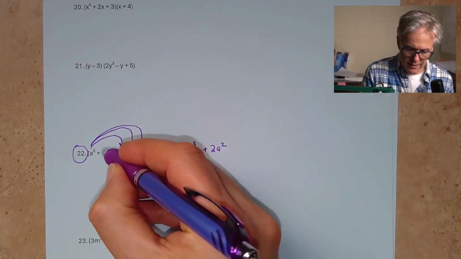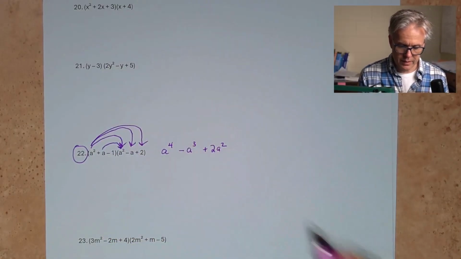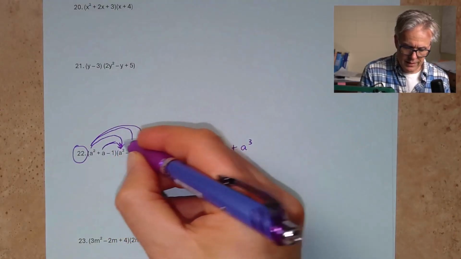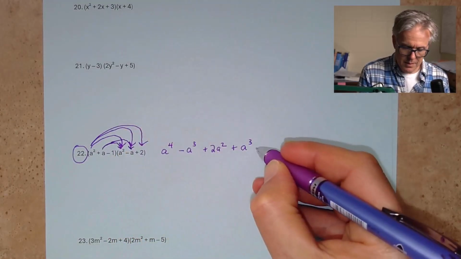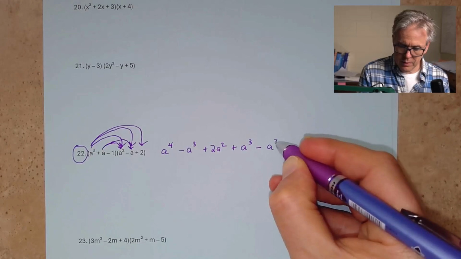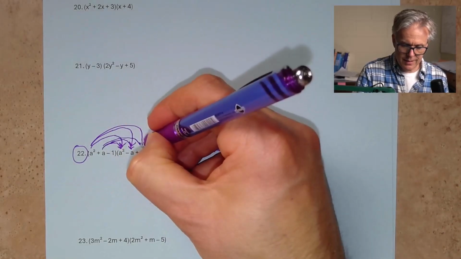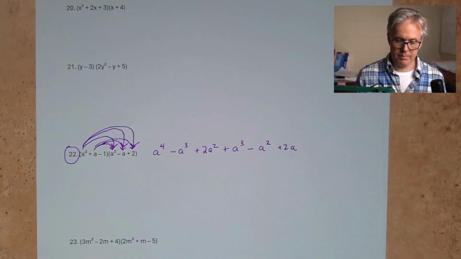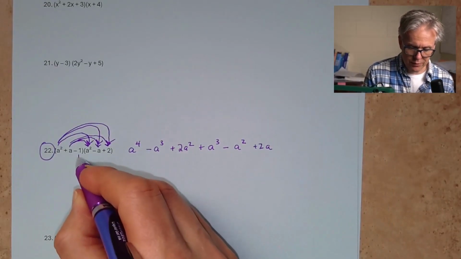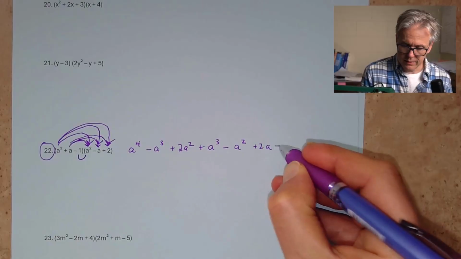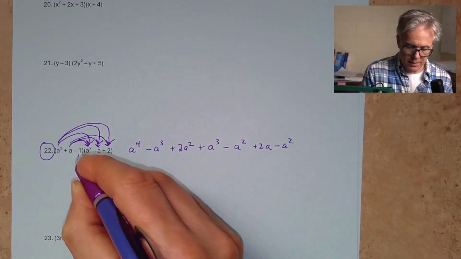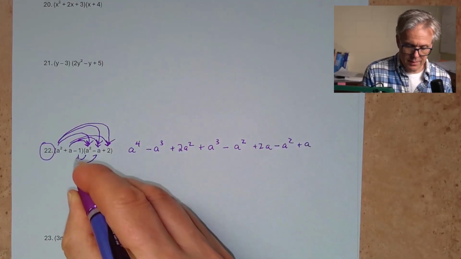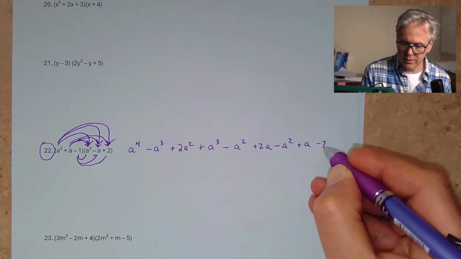We have a times a squared. That'll be plus a cubed. And then a times a minus a squared. And then a times 2 plus 2a. Okay. This is the last one, a minus 1 distributed to each one of these. That's going to be minus a squared. Minus 1 times minus a is a plus 1a, or just a plus a. And then a minus 1 times 2 is minus 2.